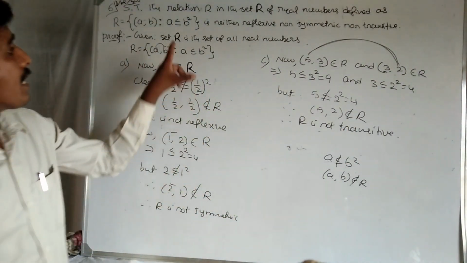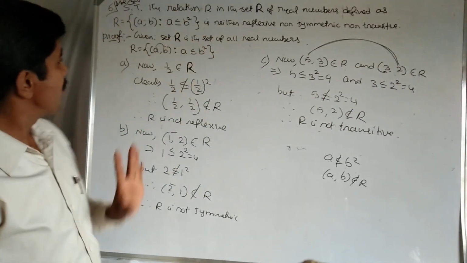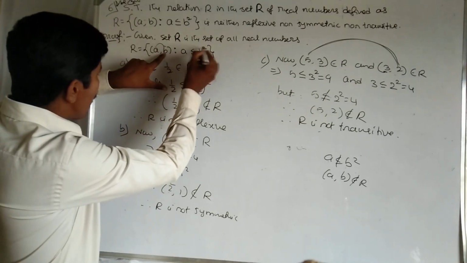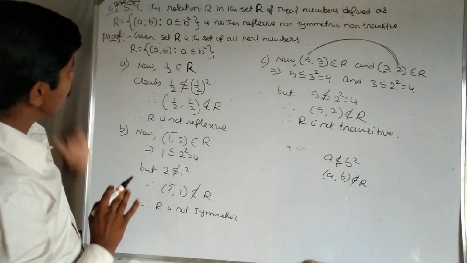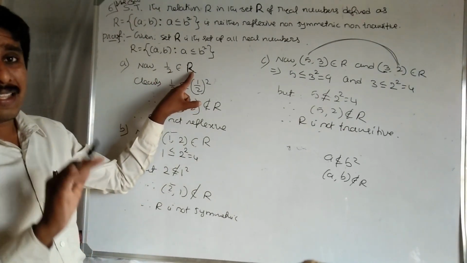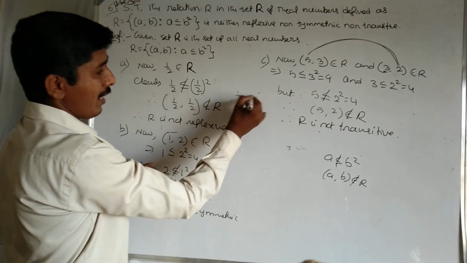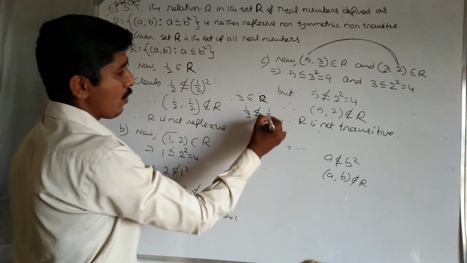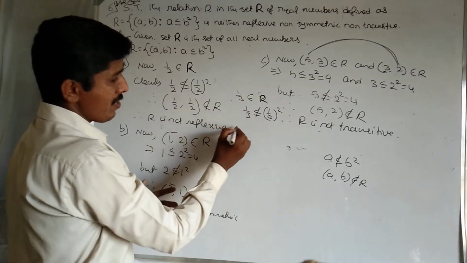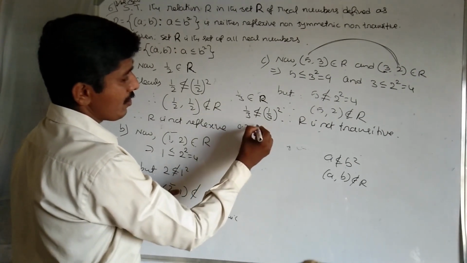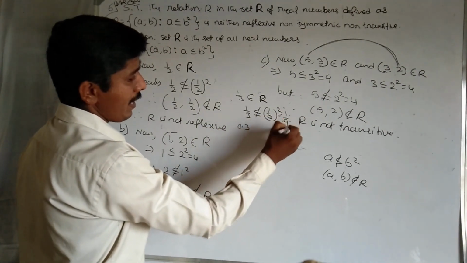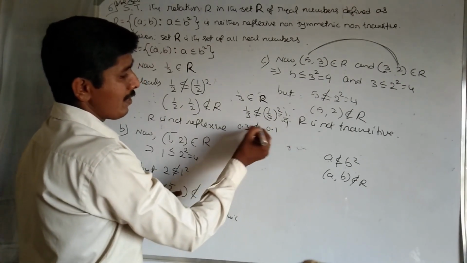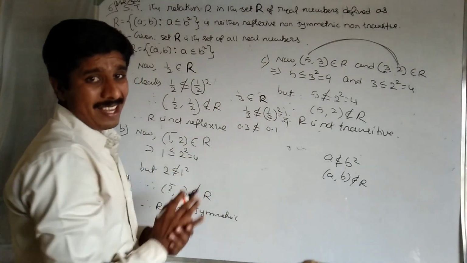Mind it, once again I am repeating. Here the given set R is the set of all real numbers. The relation between A and B: the first element is less than or equal to the square of the second element. Take an element belonging to the real numbers. Instead of half, you can take 1 by 3. 1 by 3 belongs to the real numbers. 1 by 3 is not less than or equal to 1 by 3 whole square. 1 by 3 is 0.33, and 1 by 3 whole square is 1 by 9, which is about 0.1. 0.3 is greater than 0.1, not less than or equal to 0.1.